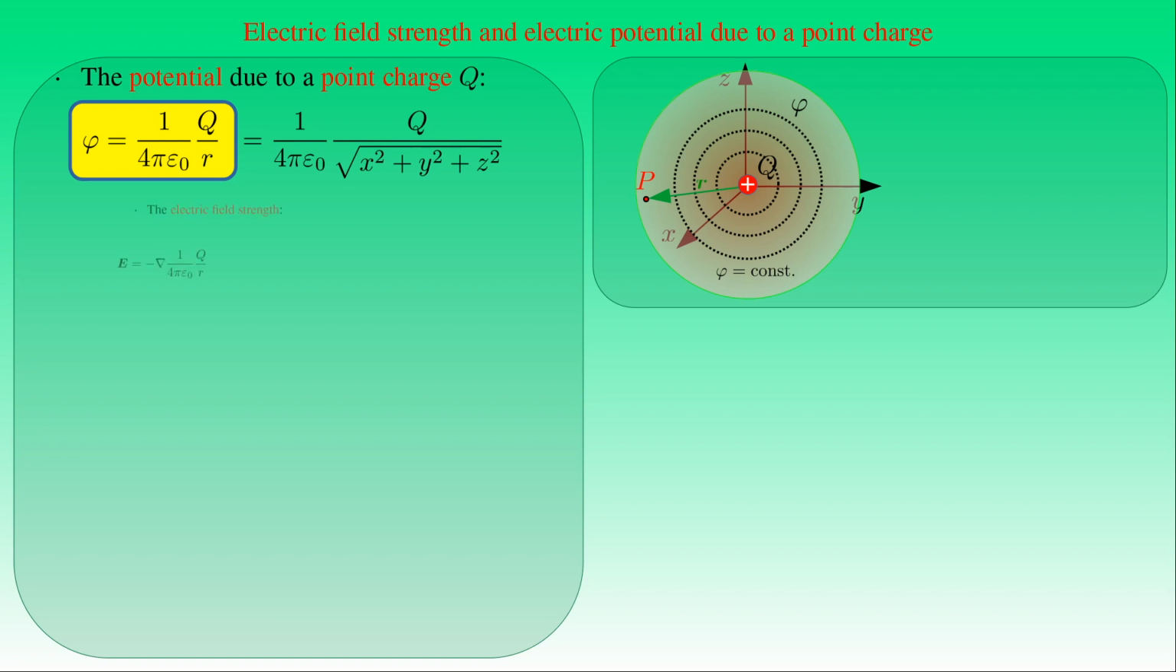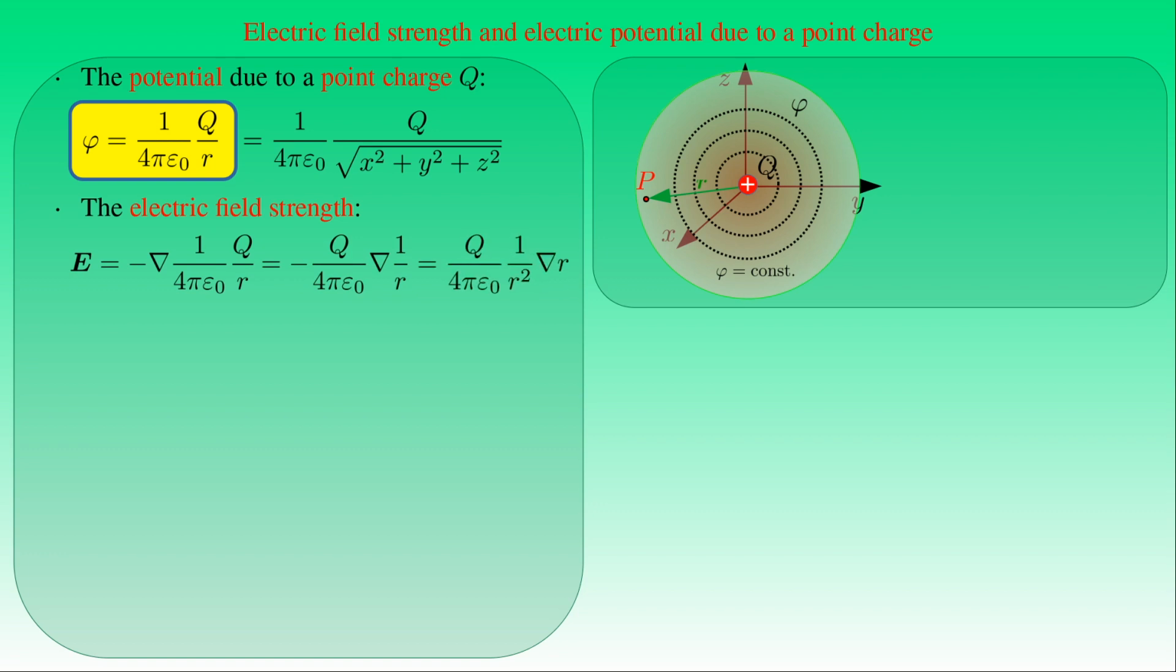The gradient formula tells us that the electric field strength E due to the point charge q is equal to the negative gradient of the potential phi given here. For a constant amount of charge q, we only need to compute the gradient of 1 over the distance r, which is equal to minus 1 over r squared times nabla r.